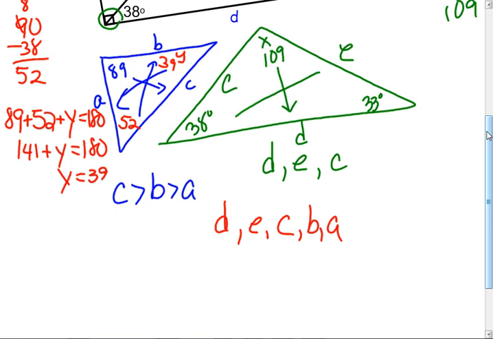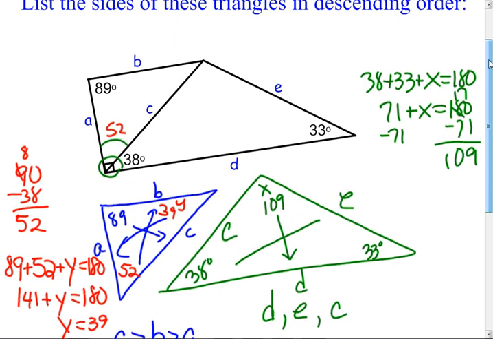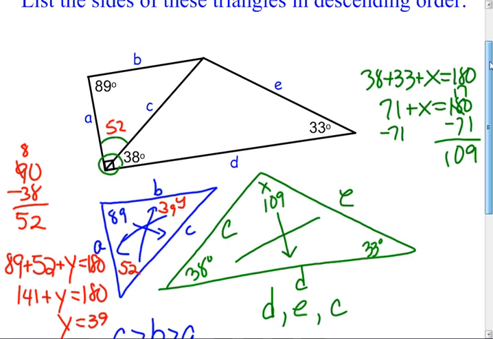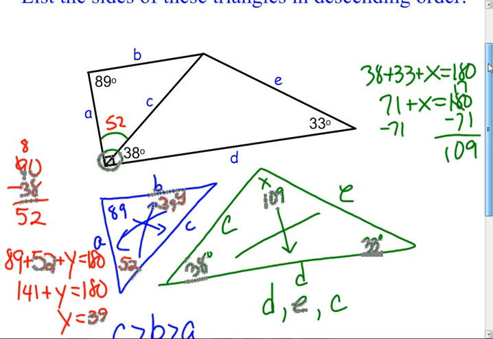Oh, I added these two up, I got 71 and subtracted from 180. Did I do it wrong? I've been making lots of mistakes lately. No, because you have to go by the angle opposite the side. 33 degrees is smaller than 38, so E is bigger than C. Yep. And that's all we did. That's all we're doing today.